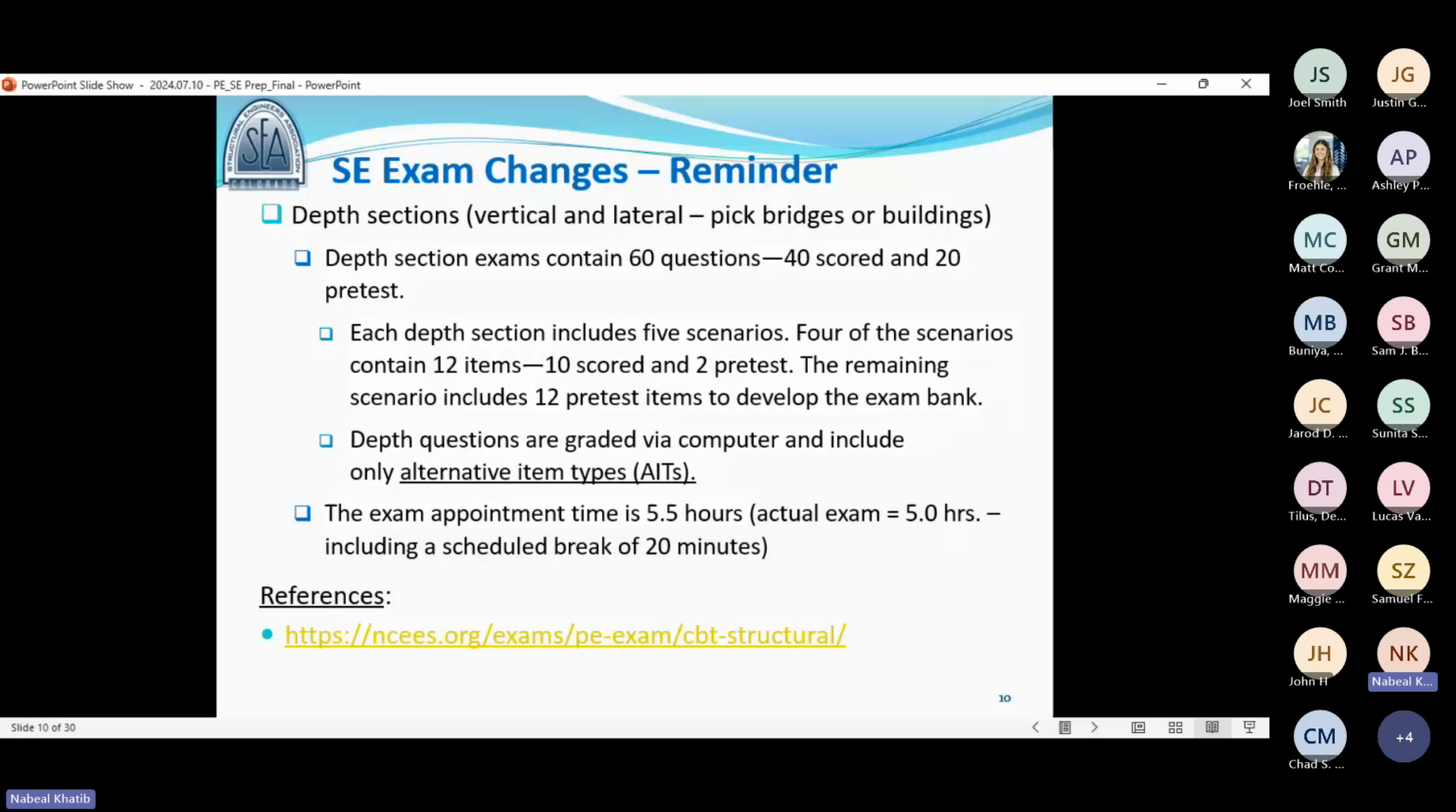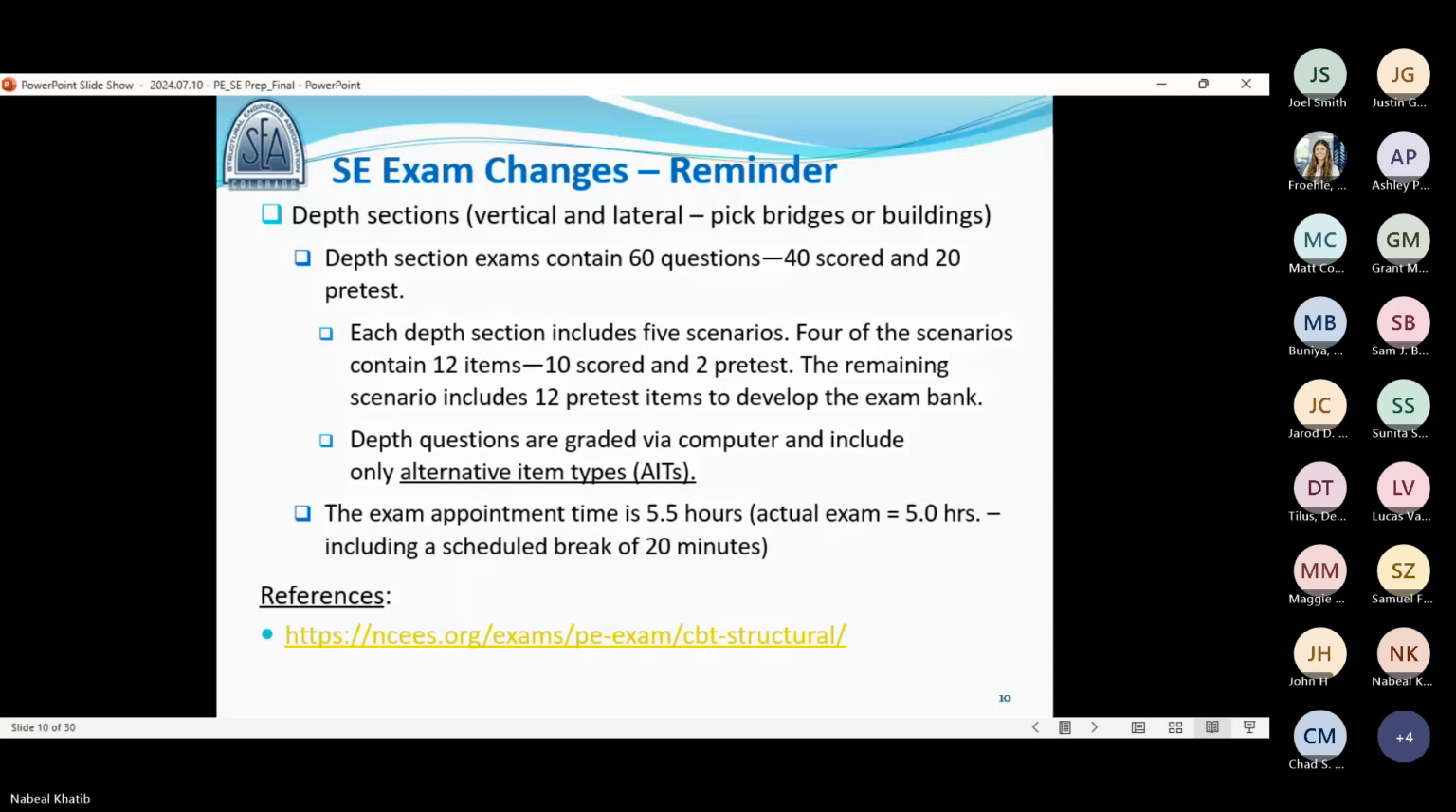That section exam contains 5 scenarios. Each scenario will have 12 questions, and these questions are under the AIT, alternative item types. So they could be drag and drop, multi-select, fill in the blank, predetermined element, or other, right? Make sure that you understand what each scenario includes. So each scenario includes 12 items. So 12 items times 5 scenarios, that's 60 problems.